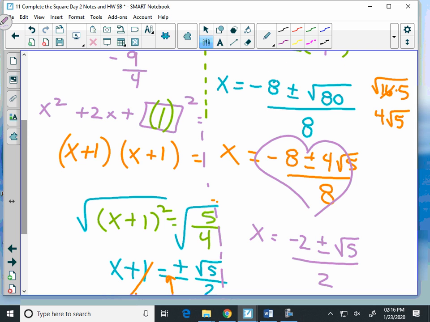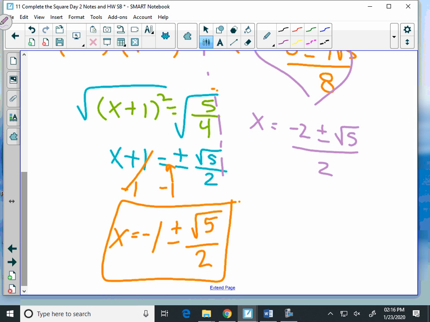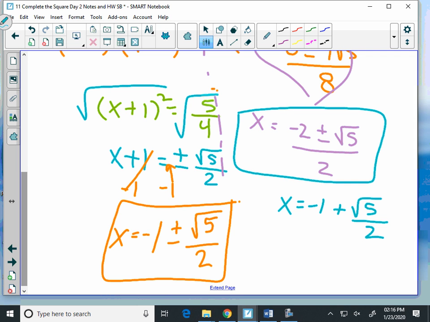Okay. They don't look identically the same, but they're equally the same. Because if you think about it, what's negative 2 divided by 2? 1, right? Negative 1. But radical 5 is not divisible by 2. So the radical 5 still has the 2 in the denominator. Now are they the same? Yeah. Just with quadratic formula, this is an okay way to write your answer. But mathematically, they're equal. They just look a little different.